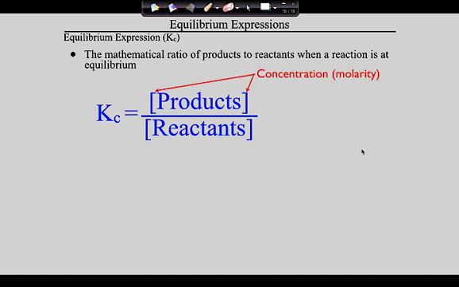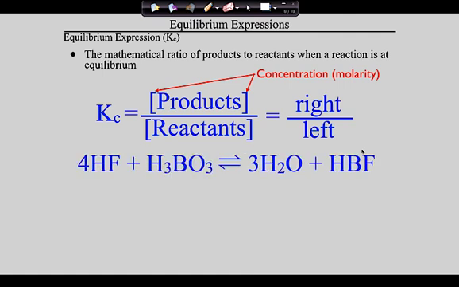Now notice when we say amounts, we're talking about concentrations or molarities. So when we understand that the products are on the right and the reactants are on the left, by setting up that ratio, we call that a Kc expression. Now, let's talk about how to write Kc expressions. So given this reaction where 4HF reacts with H3BO3, and that's in equilibrium with 3 waters and then an HBF, we're going to write the Kc expression for this.